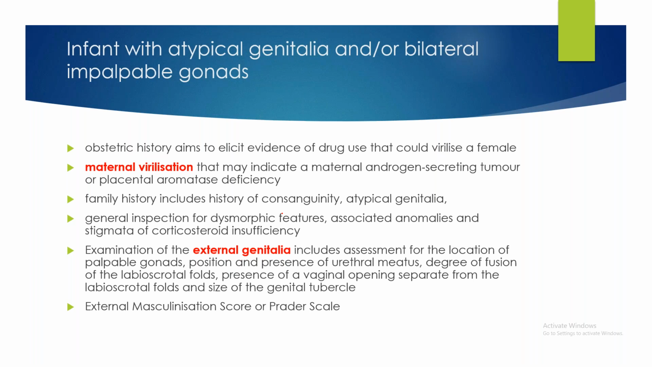And then proper examination of external genitalia should be done to locate the palpable gonads, position, presence of urethral meatus, degree of fusion of the labioscrotal folds, presence of vaginal opening, whether it is separate from the urethral opening, and size of genital tubercle. All this external genitalia is scored by either the external masculinization score or the Prader scale. So scoring of external genitalia should be done if the infant presents with ambiguous genitalia.